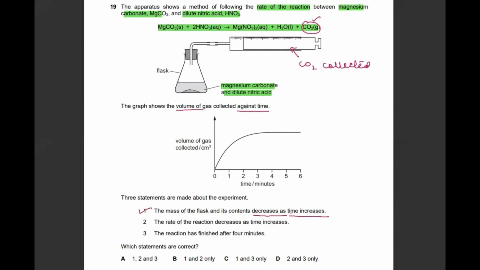Statement one is correct. The rate of the reaction decreases as time increases. Yes, because initially the amount of reactants was greater, so there were more collisions between the reactant particles. But as the reaction proceeds, there are fewer reactants, so collisions are reduced, and therefore the rate of reaction decreases. The reaction has finished after 4 minutes. Here we are getting a straight line, which is an indication that the reaction has stopped. Yes, at 4 minutes the reaction has stopped. So statements 1, 2, and 3 are all correct, and the correct answer for 19 is basically A.